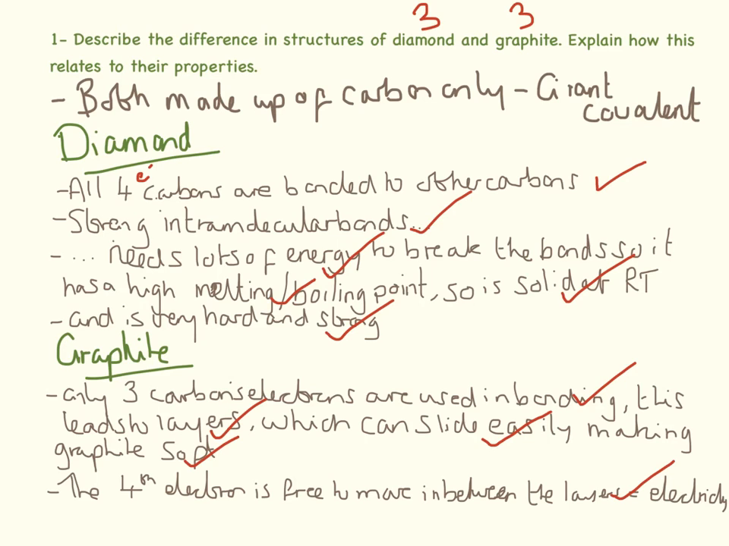So to summarise the main differences between diamond and graphite. Diamond is very hard. It's a very typical giant covalent structure. It's got a very high melting and boiling point. It's solid at room temperature, and apart from being very, very pretty, chemically isn't that interesting. Graphite, however, is very, very interesting. It's made up of exactly the same things, but the way the electrons are involved in bonding means it's very soft and it can conduct electricity.